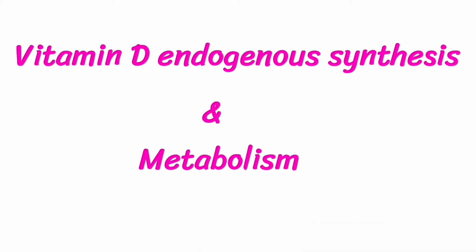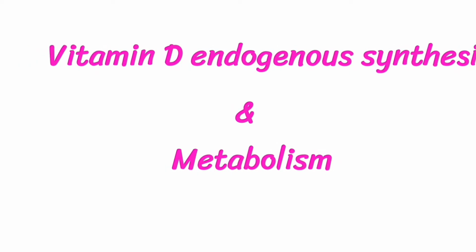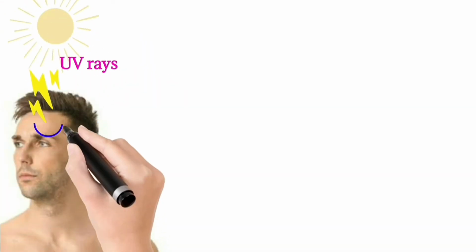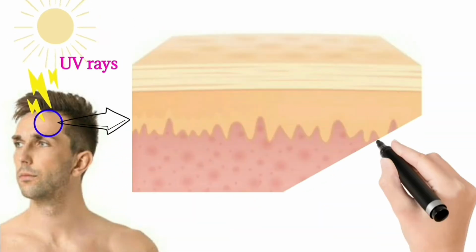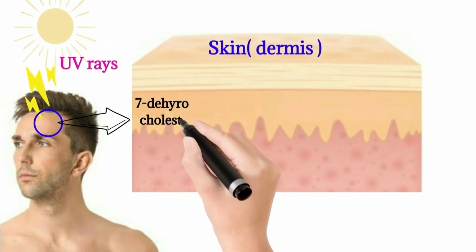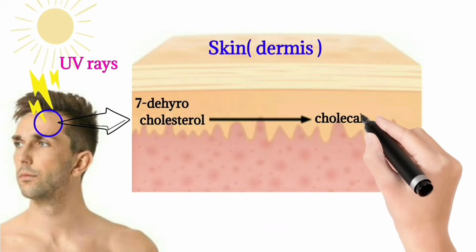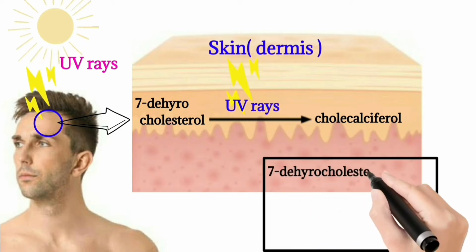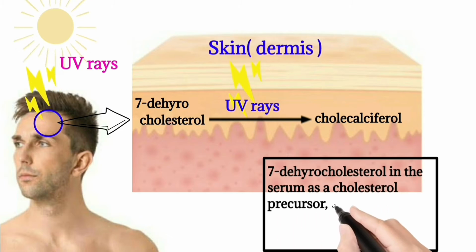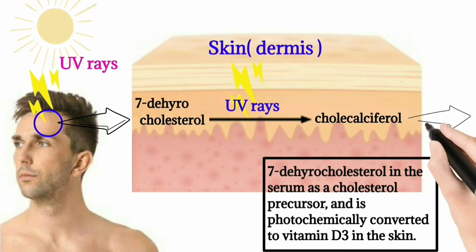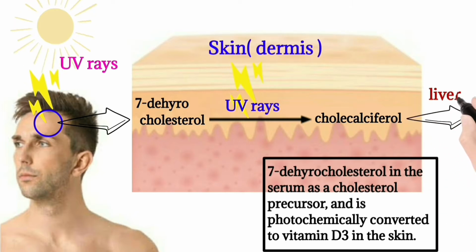Vitamin D endogenous synthesis and how it is metabolized. First, when our skin is exposed to sun, the ultraviolet rays from the sun reach the dermis. The 7-dehydrocholesterol is converted into cholecalciferol with the help of ultraviolet rays, and the cholecalciferol goes to the liver. 7-dehydrocholesterol in the serum, a cholesterol precursor, is photochemically converted to vitamin D3 in the skin, right?